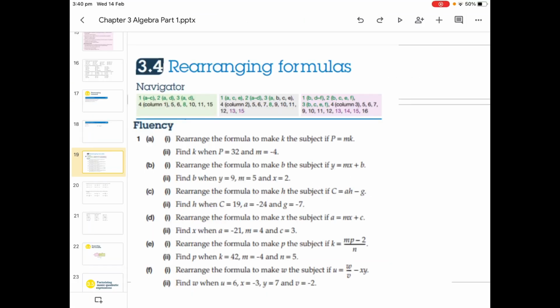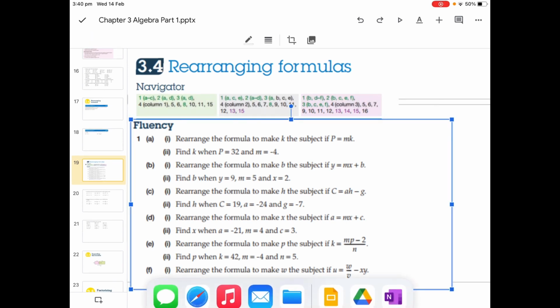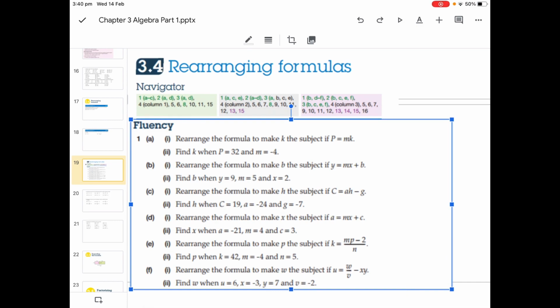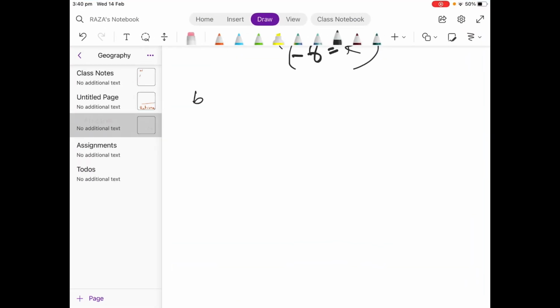B part, so y is equal to mx plus b. Make b the subject. y is equal to mx plus b. Let's do question B. y is equal to mx plus b. Now in this case, we want to separate and make b the subject.